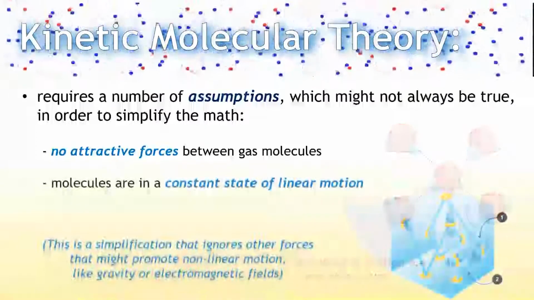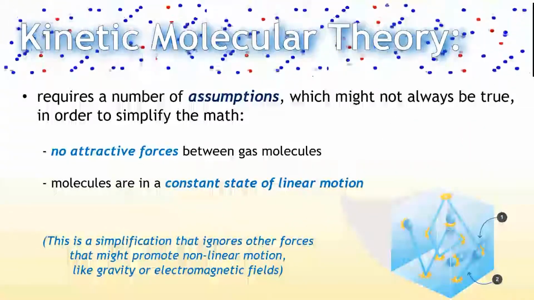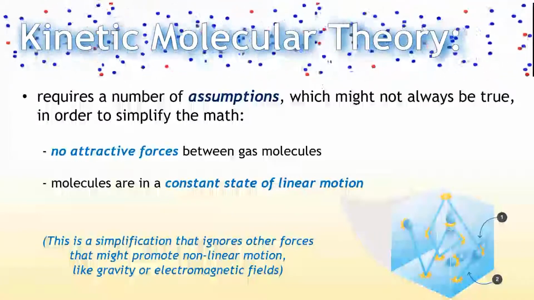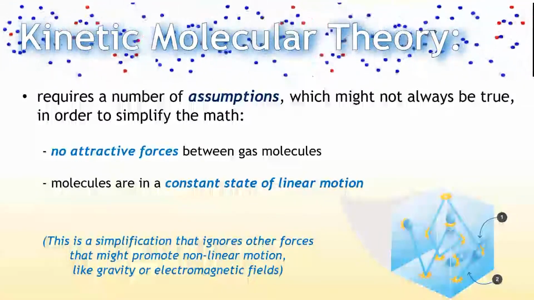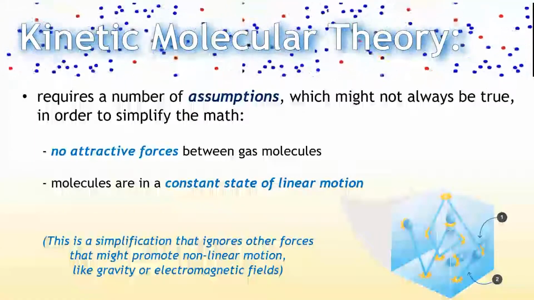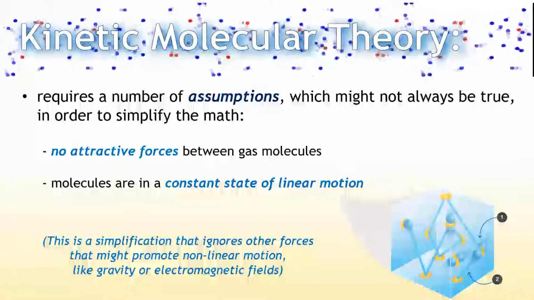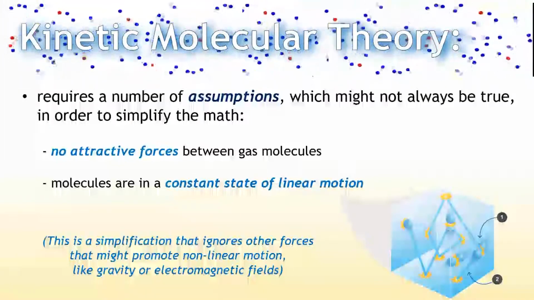Now, another assumption made by kinetic molecular theory is that the molecules are in a constant state of linear motion. In this picture, which is on the first page of chapter 7.1, we see a bunch of molecules inside a box, and they hit each other and they're hitting the sides of the box. But after they collide, they move in straight lines.